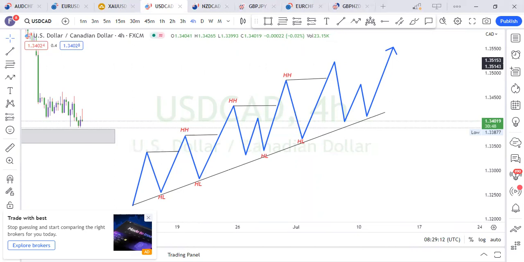Once the class is over, go back and try to mark out everything we are marking. This uptrend now shall be your demo account. Is your demo account ready already? Yes, your demo account.